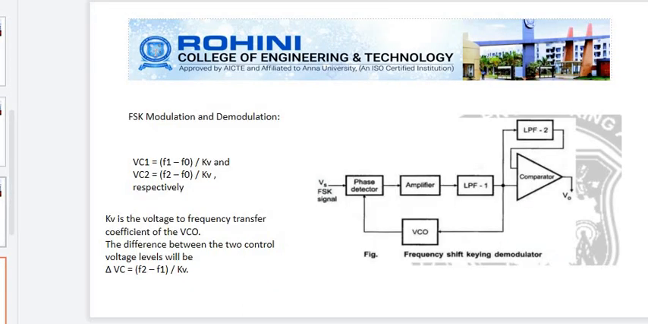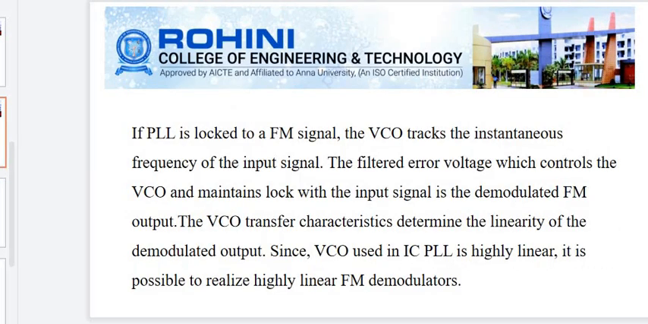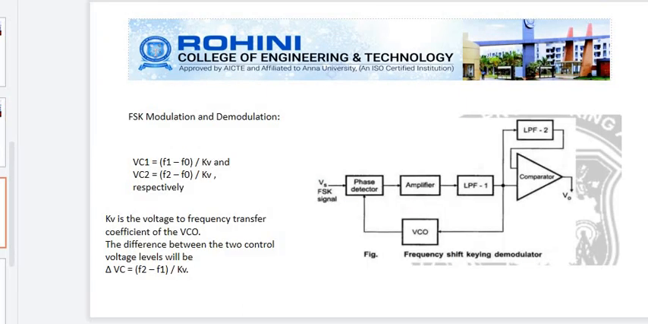So in FM modulation, the signal f of t is given by f of t equal to the carrier signal plus the change in carrier frequency del fc into sine omega t. The PLL can also be used for frequency shift keying modulation and demodulation. In FSK modulation and demodulation, the block diagram is shown in the figure. Here, the FSK technique is used in digital communication.